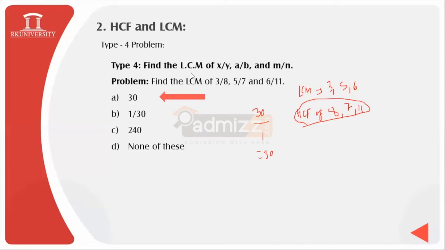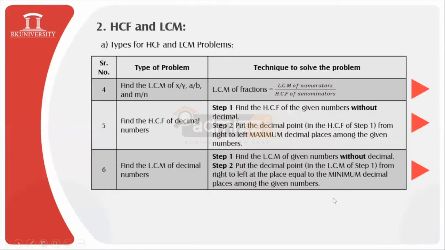So now we will switch over to the next type, that is, find the HCF of decimal numbers. Now over here, students, we need to follow 2 steps. The very first step is we will find the HCF of the given numbers without the decimal values, and the second step is we will put the decimal point from right to left at the maximum decimal places available among the given numbers.